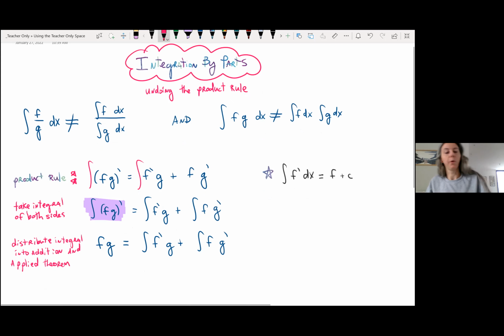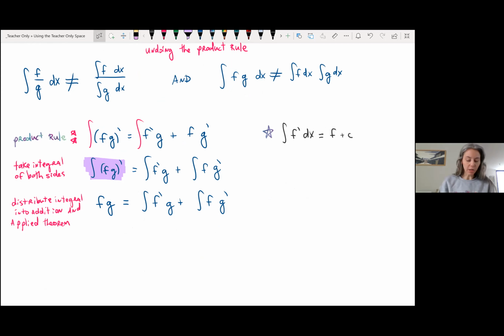Then the next thing I'm going to do is solve for this integral of fg prime by subtracting the other integral to the other side. So here I have the integral of fg prime is equal to fg minus the integral of f prime g. So here we solved for that integral.